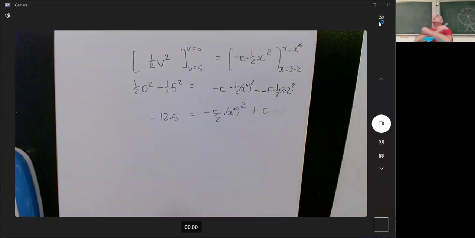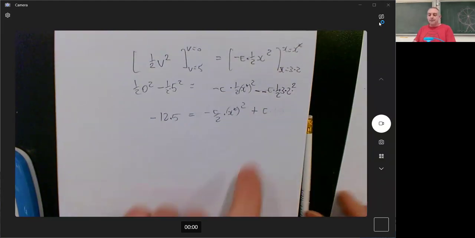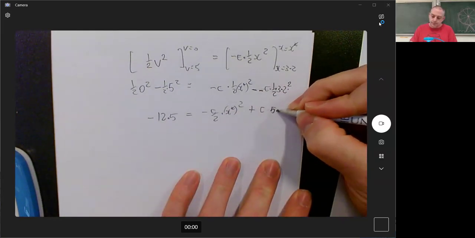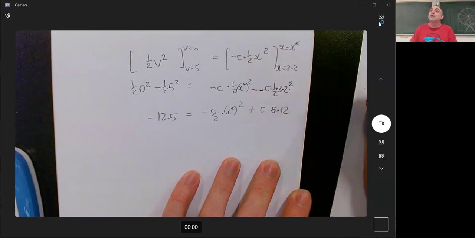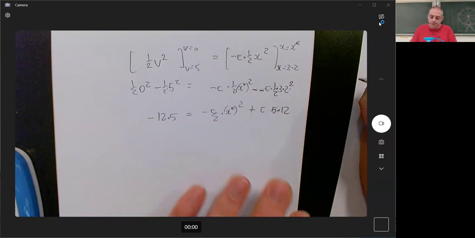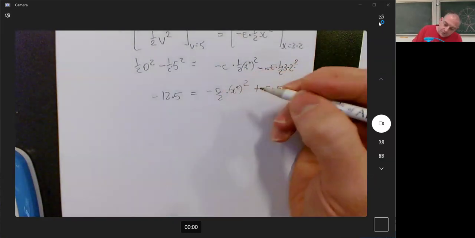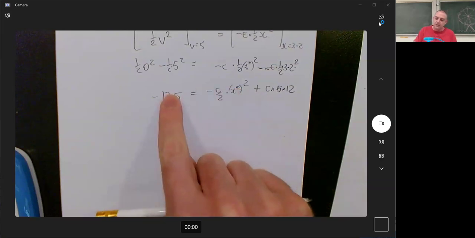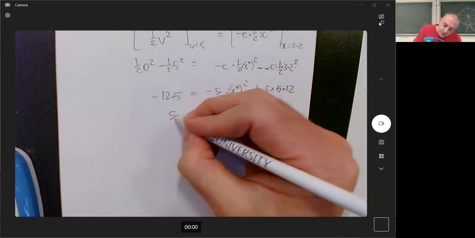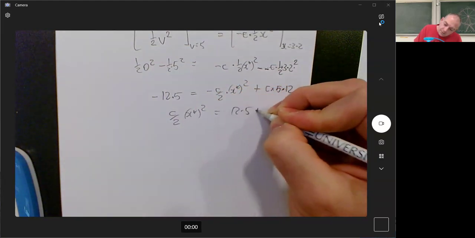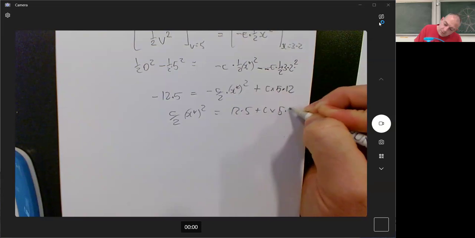No, not going to do that one in my head. What? Sorry, that's the 3.2 squared. Is that right? And so I've got, I'm just going to put this over here and this over here. My c on 2x star squared is 12.5 plus c times 5.12.